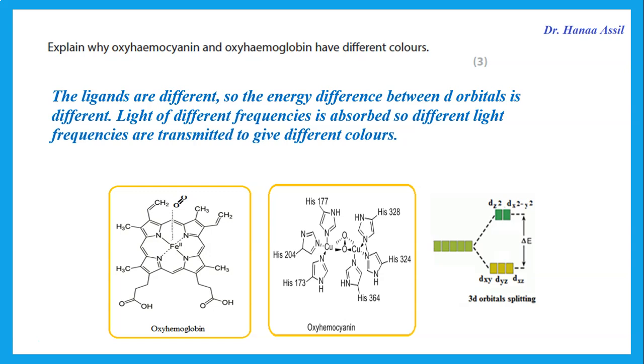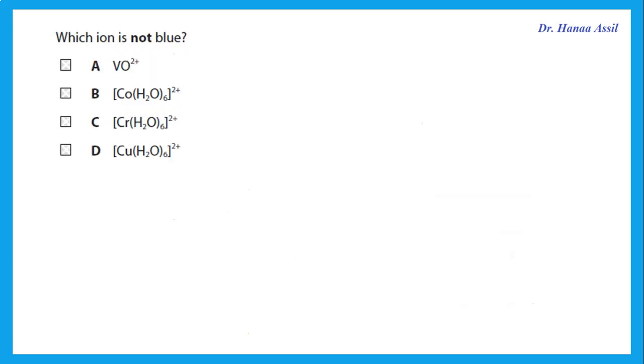That means the difference in energy between the d orbitals is different, and that means the electron, in order to jump to the higher d orbital, would absorb different lights, different frequencies would be transmitted, and different colors would be observed. Which ion is not blue?